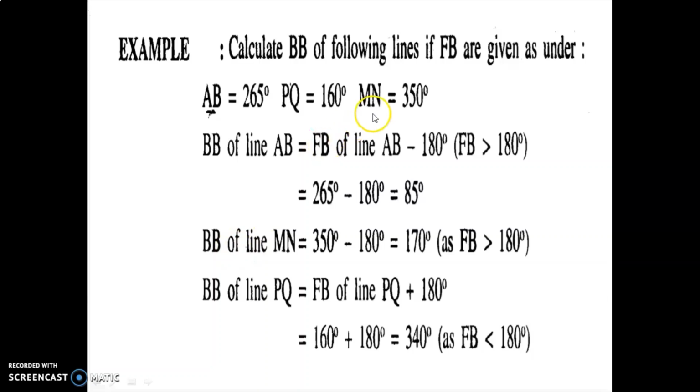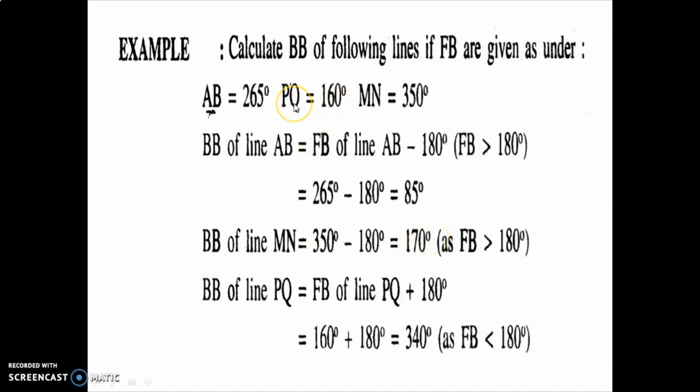Same way, if you want to calculate the back bearing of line MN, what will be the formula? Back bearing of line MN is equal to 350 degrees minus 180 degrees. Again here the forebearing value 350 degrees is greater than 180 degrees. FB greater than 180 degrees. So 350 minus 180, you will get your answer, 170 degrees.